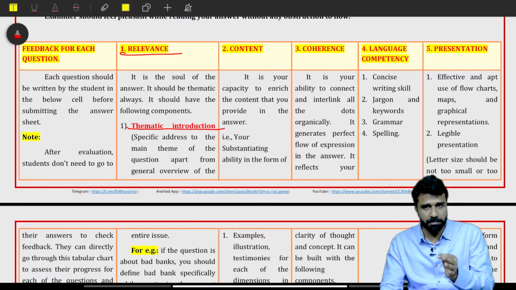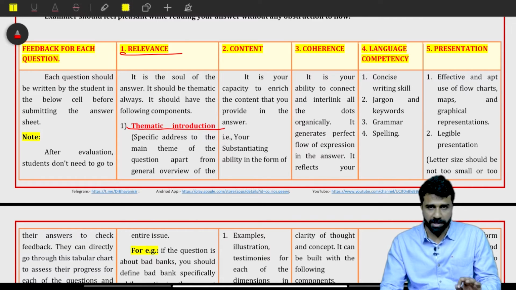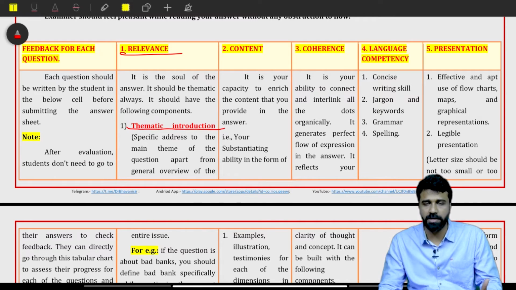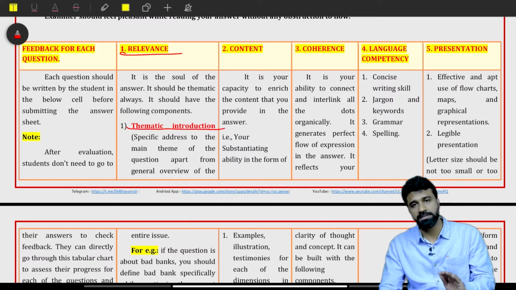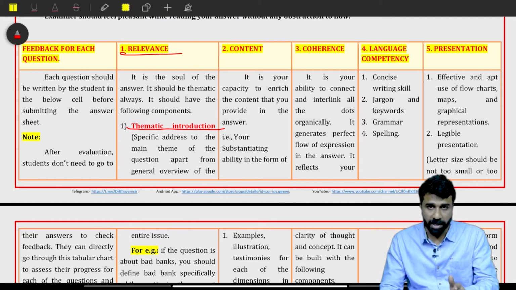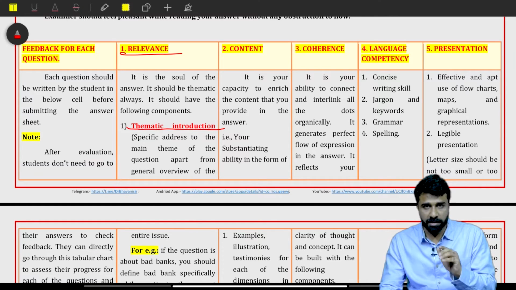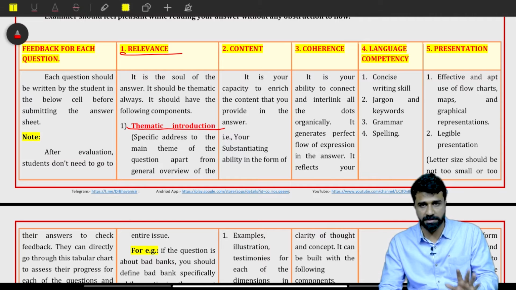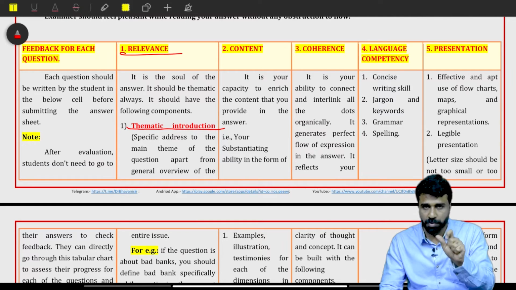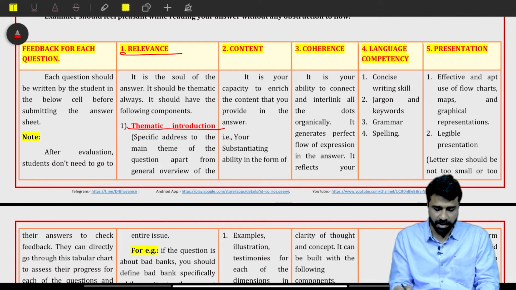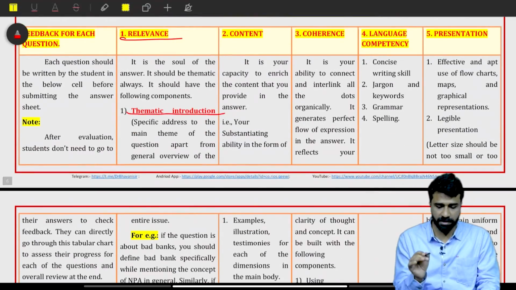The question may be about bad banks. You may give an introduction about non-performing assets. This is not an accurate introduction. You have to address NPAs while addressing the bad banks. That kind of specific and general introduction is required. That is called thematic and holistic introduction competency. This is very essential in the relevance part.